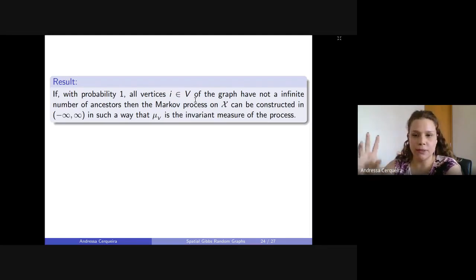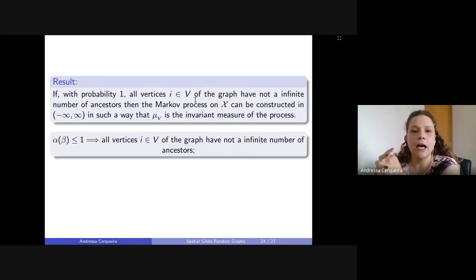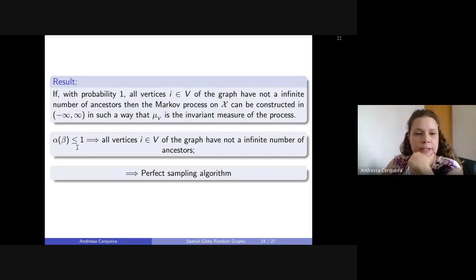Just to give an idea why this result is important: we can use the clan of ancestors to define a branching process that dominates the clan of ancestors, and then we look at this branching process and see when it dies. I forgot how to say this. You know, we don't have any other generation. So when it happens, since it dominates the clan of ancestors, we know that we will only have a finite number of ancestors for vertex i. This will happen when that function that I defined before, the alpha beta, is smaller than 1. So this is an important thing. When this function is smaller than 1, which was the way that I defined beta star, I can guarantee that I can construct the Markov process when V is infinite.